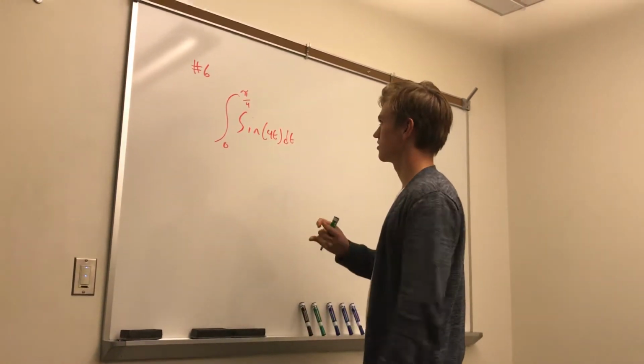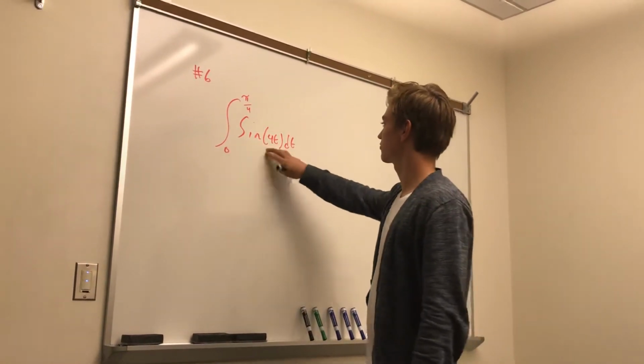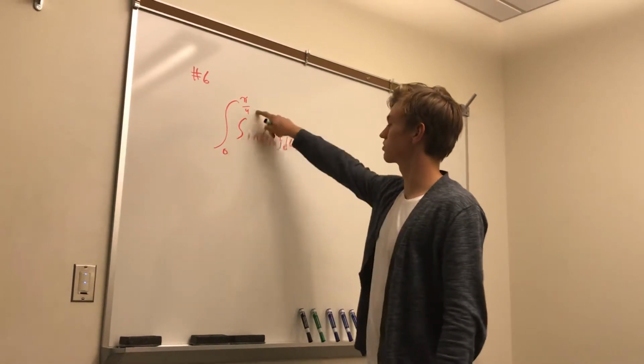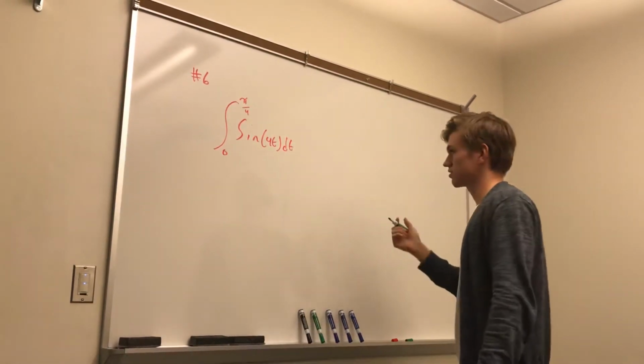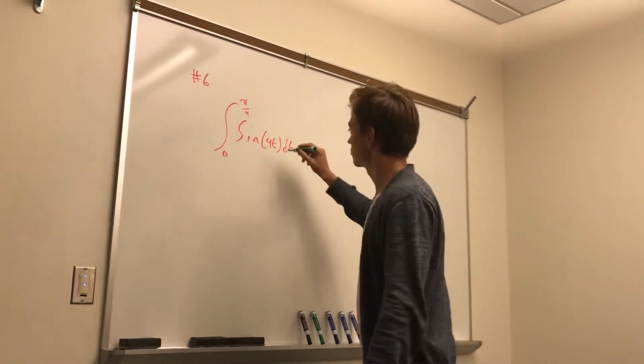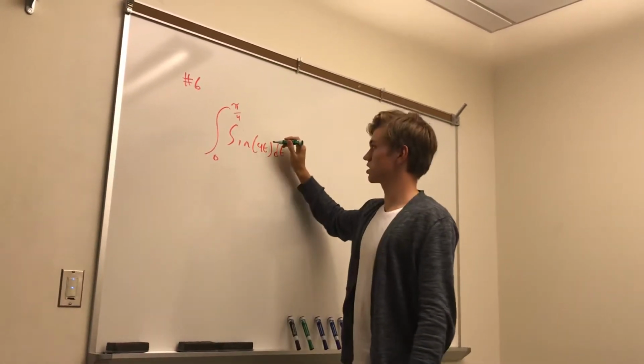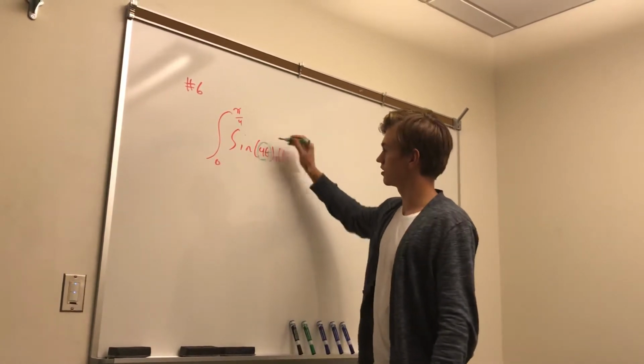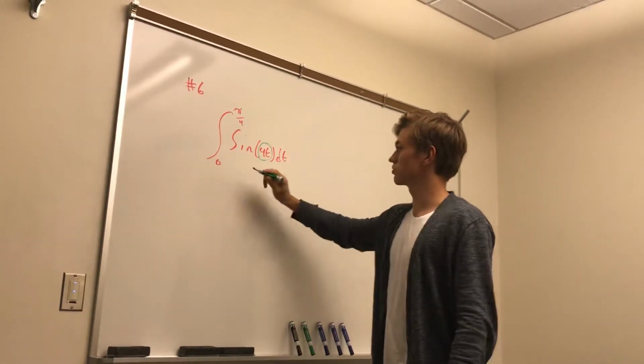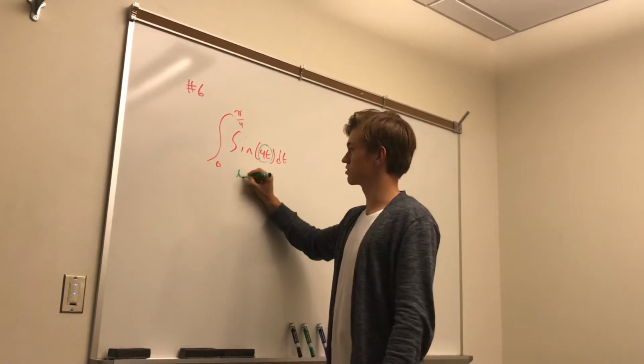Okay, so this question asks us to integrate sine of 4t with respect to t from 0 to pi fourths. And the easiest way to do this is to perform a simple u-substitution, which we will do by taking the inside function, which is 4t, and setting it equal to u.